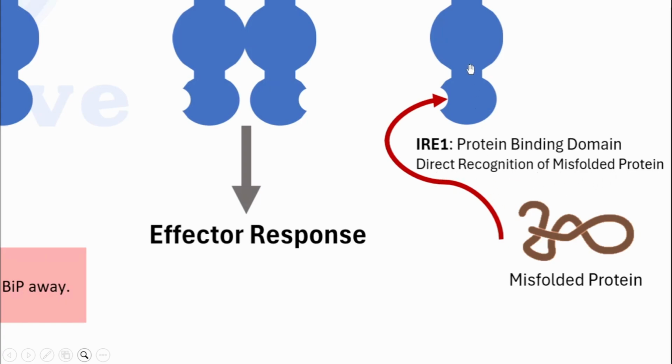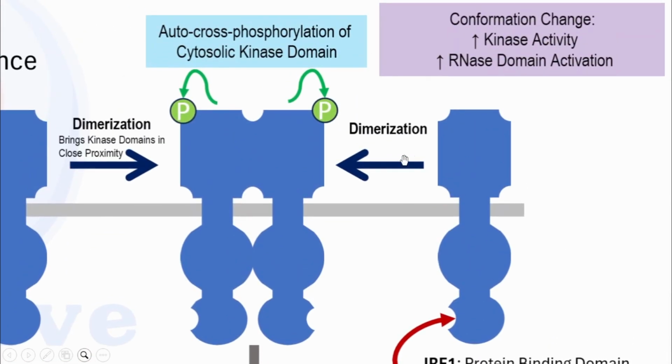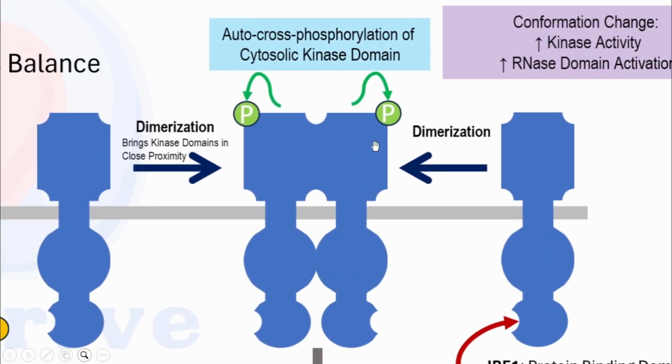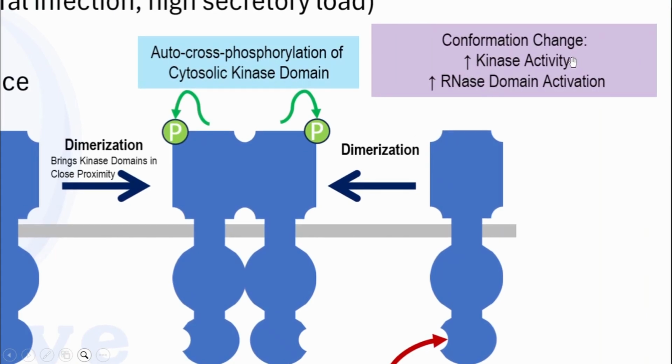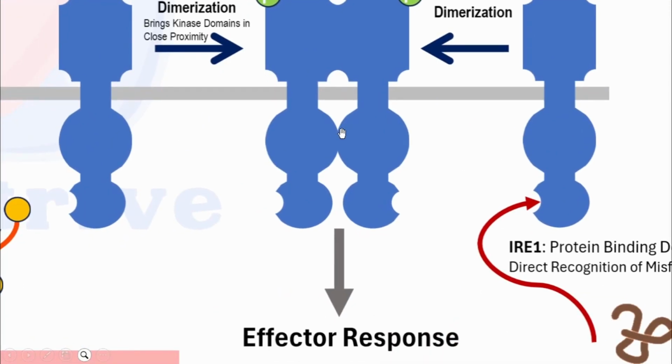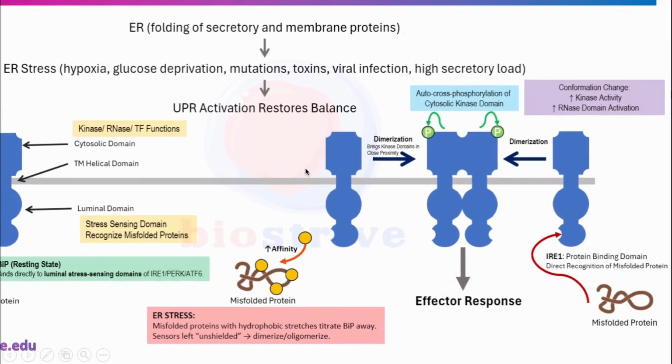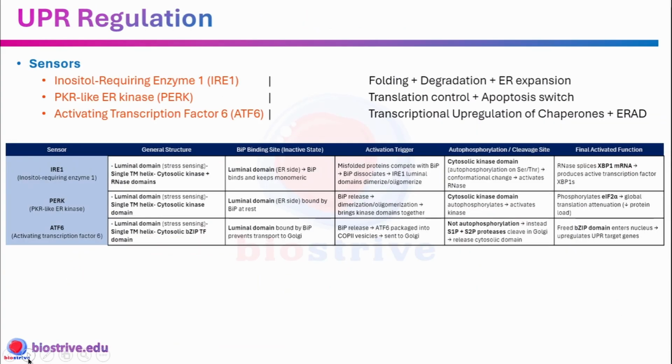When it recognizes the misfolded protein, again it will initiate dimerization. When it initiates dimerization, there will again be cross phosphorylation, which means this subunit phosphorylates this and this subunit phosphorylates this. When this autophosphorylation takes place, there is a conformation change, there is an increase in kinase activity, there is an increase in RNase domain activity, and there will be a specific effector response. Now let's see what kind of effector responses there will be.